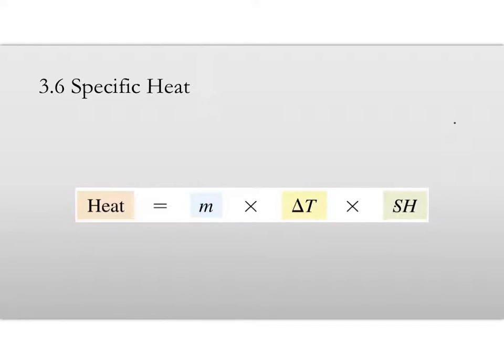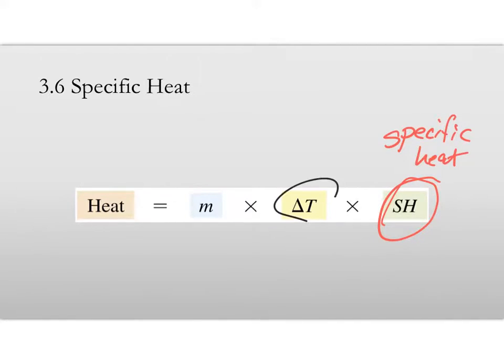Here's an equation that can be used to find the amount of heat required to raise the temperature of a known mass of a substance if you know its specific heat. The specific heat of the substance is SH right there. Delta T, that is the change in temperature. And M is the mass.